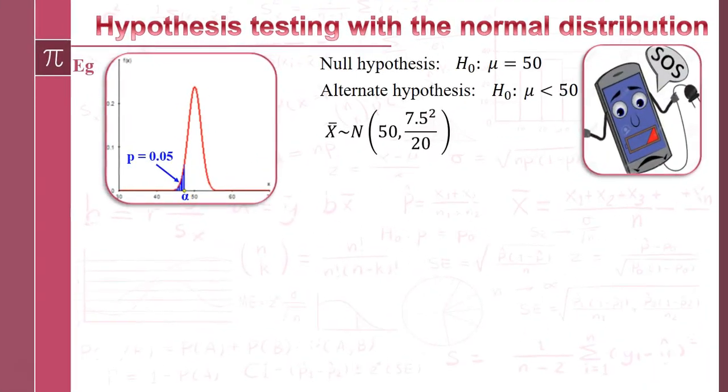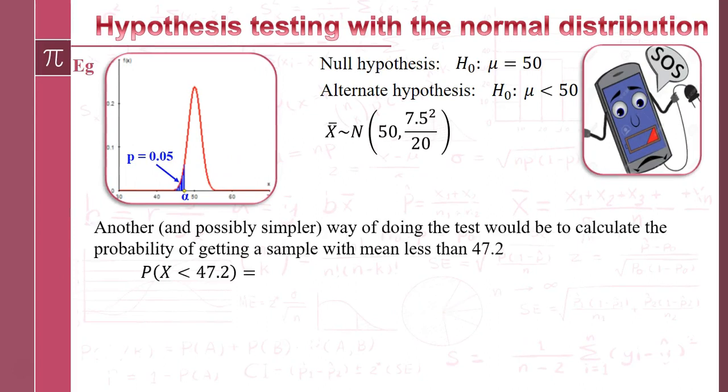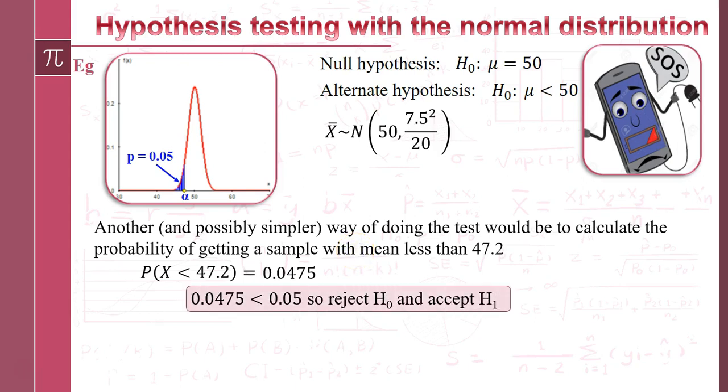Now, there is another way of going about it, so we could do this slightly the other way around. What we do is calculate the probability of getting a sample mean of less than 47.2. So again, rather than using the inverse, we just put it into our calculator, and the probability of getting less than 47.2 is 0.0475, and then we compare that with our 0.05 level. Again we say the probability of getting less than 47.2 is less than 0.05, so again we're rejecting H0 and accepting H1. So we can actually do it either way around.